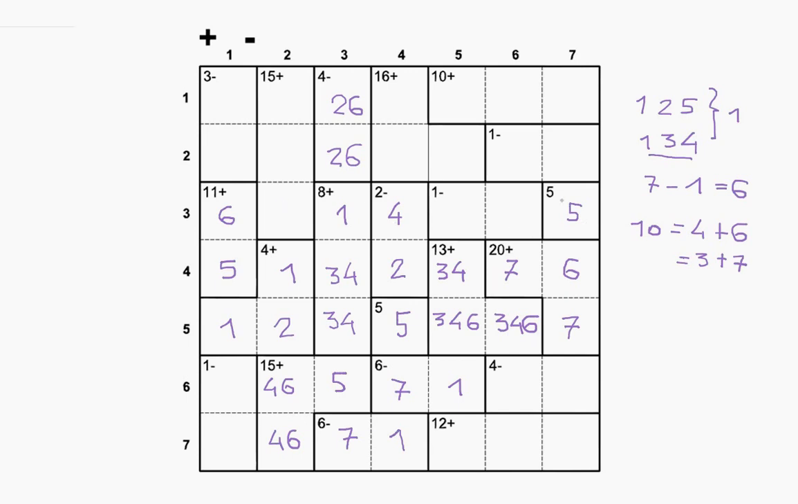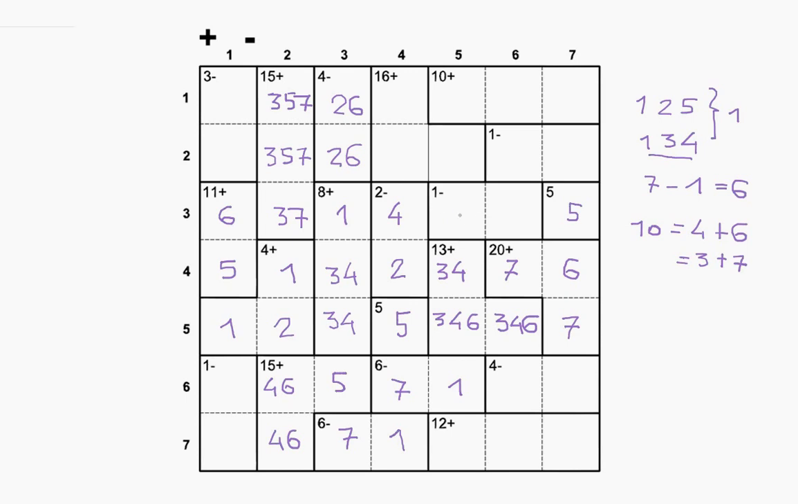Here is a number 5, and here has to be number 3 and 7. Here has to be number 3, 5 and 7, and here same combination, 3, 5 and 7.